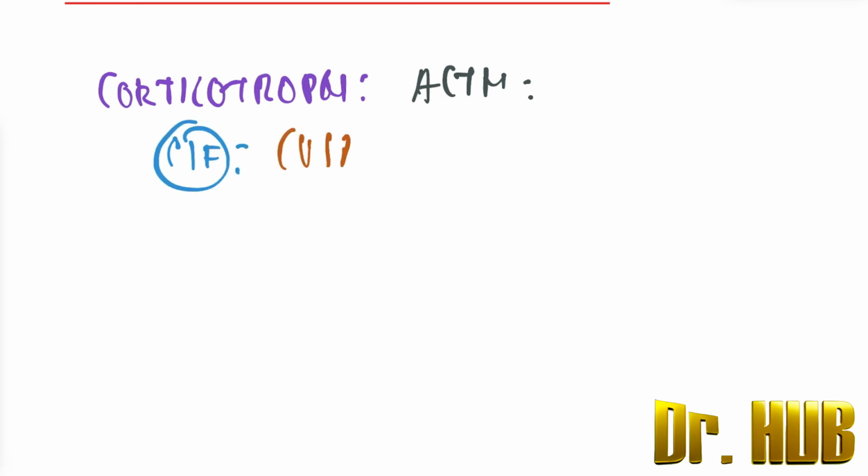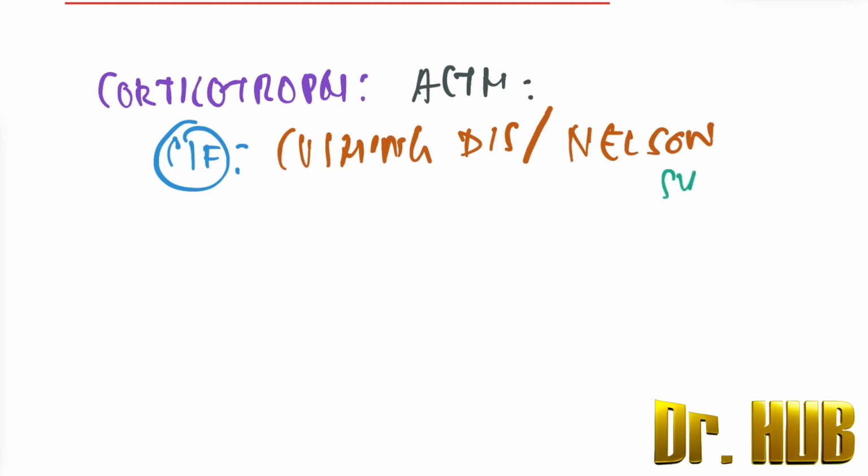So corticotroph, the hormone involved here is nothing but the ACTH. And what is the clinical feature? The clinical feature is the presence of Cushing's disease as well as Nelson syndrome. So all this is associated with the corticotroph. The hormone involved is ACTH. Next we look at the mammosomatotroph.